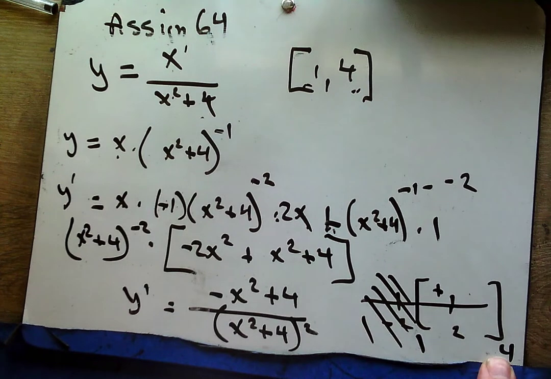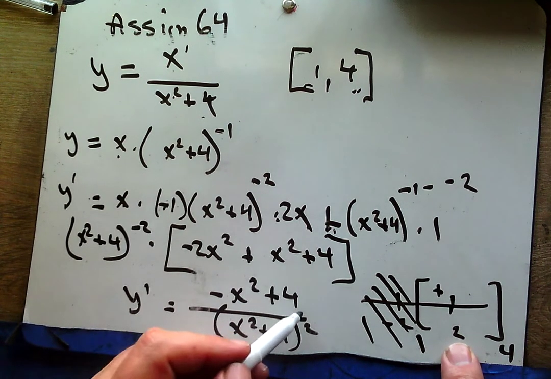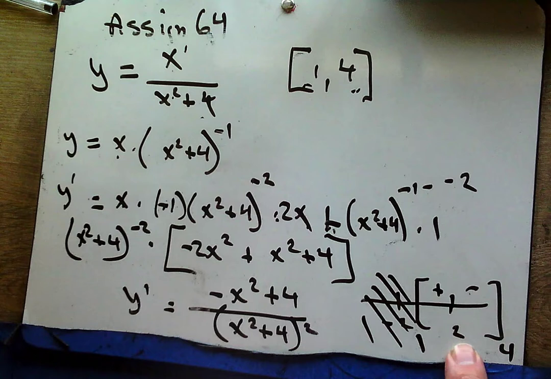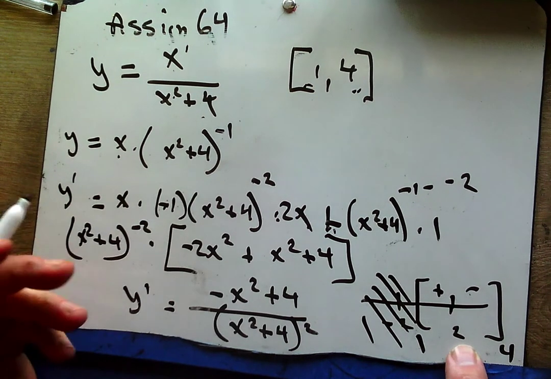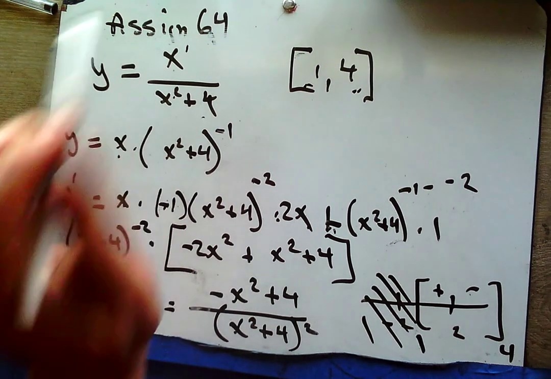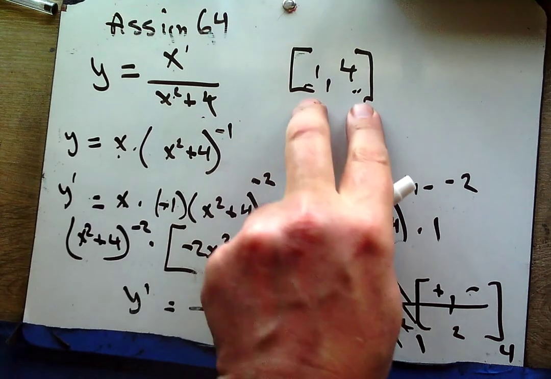And then 2 to 4. Sure, let's plug in a 3. 3 squared is 9, negative 9 plus 4 is negative 5 over, I'm always positive. I get a negative here. And so what's happening at x equals 2? Oh, there's a max. But wait, what were we doing in this problem? All we're trying to do right now is answer the question, does this thing meet the preconditions for MVT on that interval?